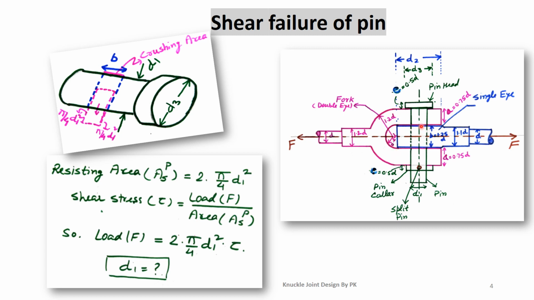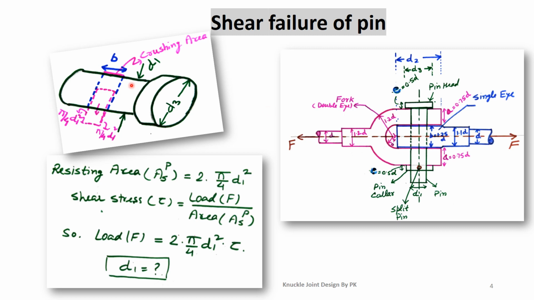Here we see that this middle portion is in contact with the single eye, and this upper portion as well as this lowermost portion of the pin is in contact with the fork end. When we apply the tensile force, this middle portion will go with the single eye on the right side, and these two portions will go with the fork end towards the left side. So there are chances that the pin will slip from these two planes, and from these two locations the pin will fail in shear. This middle portion will slide with this single eye.